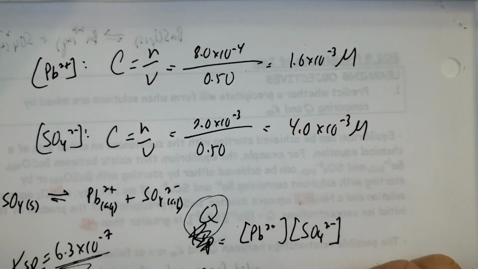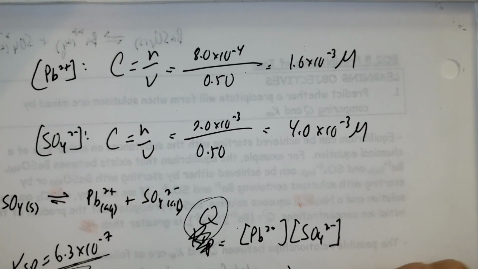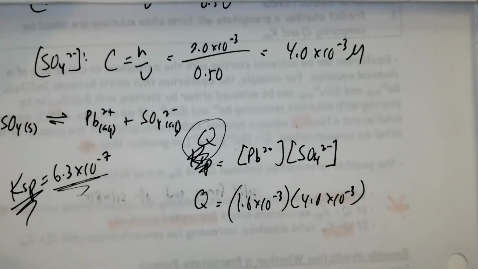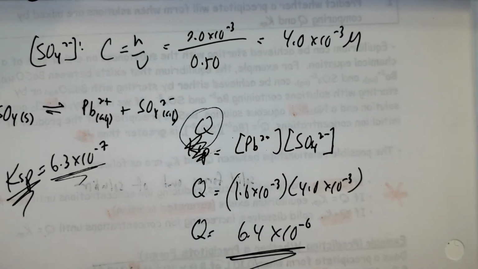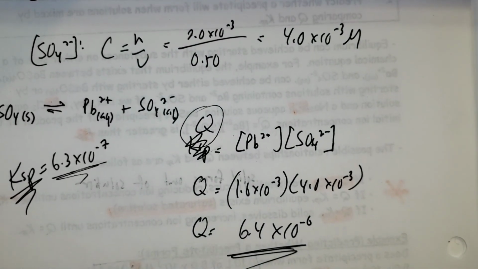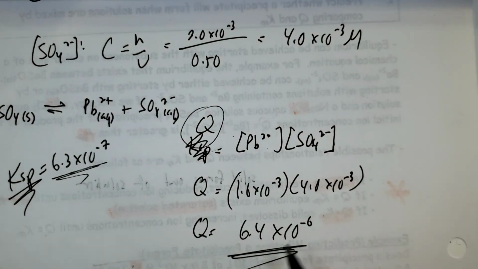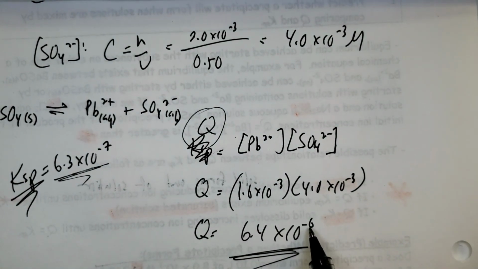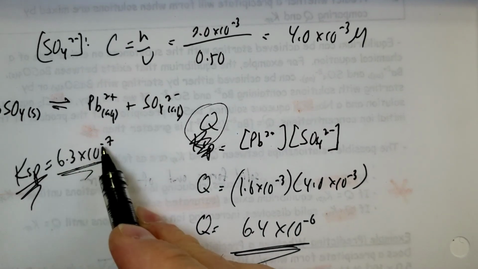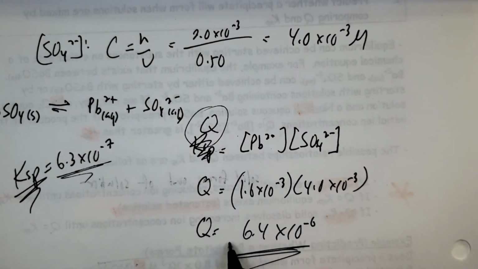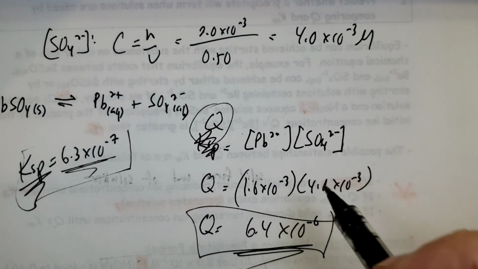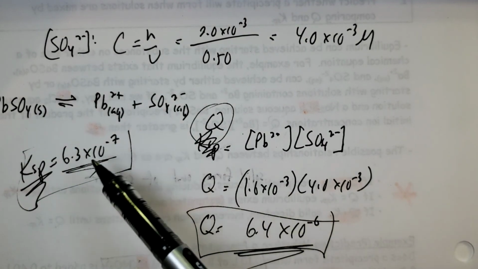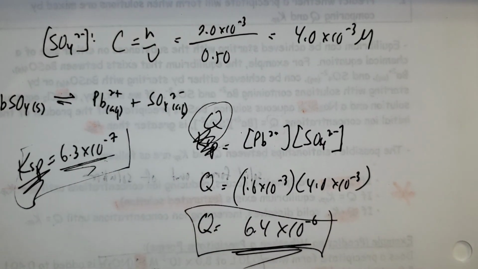So my lead concentration, 1.6 times 10 to the minus 3. My sulfate concentration, 4.0 times 10 to the minus 3. What I get there is 6.4 times 10 to the minus 6. Okay? Now what I need to do is compare that. Now be careful here, because this means that this decimal is 6 places to the left. This means a decimal is 7 places to the left. So this number is larger than that. So I have more ions than I have to possibly make a saturated solution.